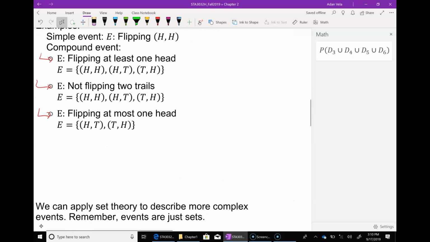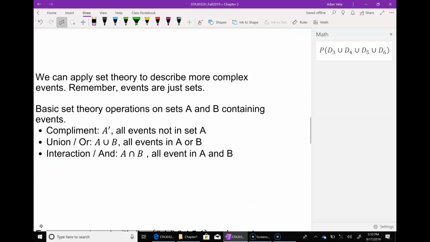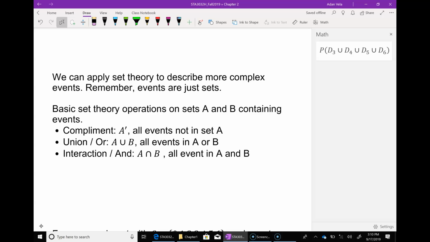Usually we have three basic operations when we're talking about sets. The first one is the complement. When we're talking about events, let's say set A contains a bunch of events. The complement of A is all events that are not in that set.